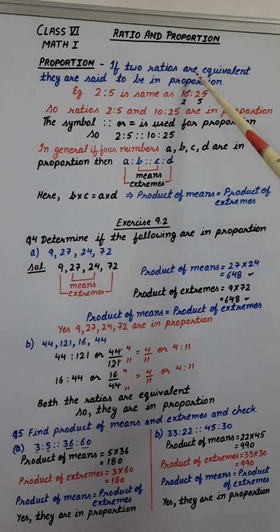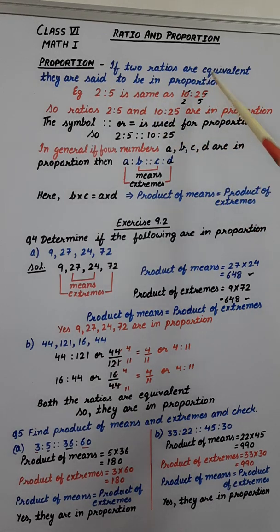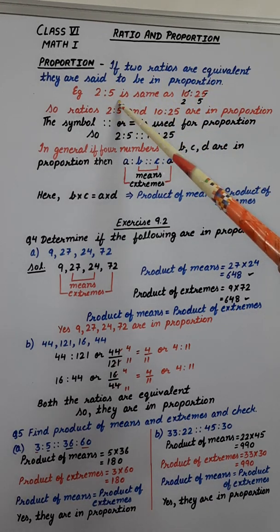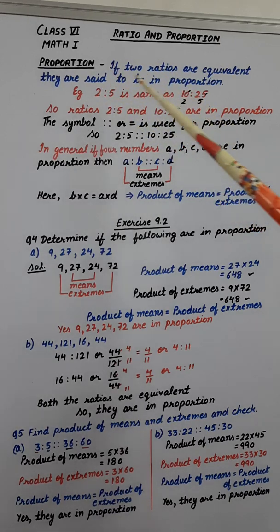If two ratios are equivalent, or we can say they are equal, then they are said to be in proportion. For example, 2:5 is the same as 10:25. These are two ratios, and if we write 10:25 in simplest form, 5 2s are 10, 5 5s are 25. Again, the result is 2:5. So these ratios are equivalent, and if these ratios are equivalent, they are in proportion.